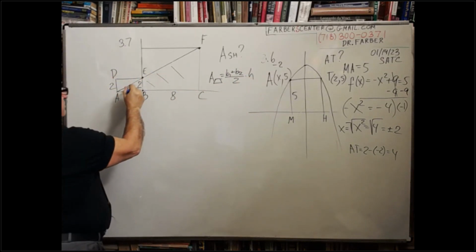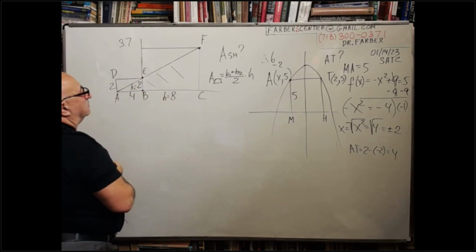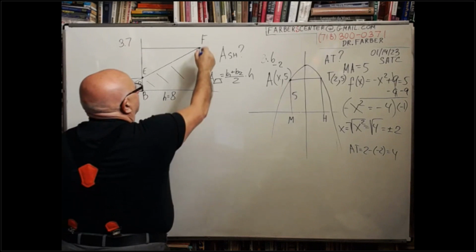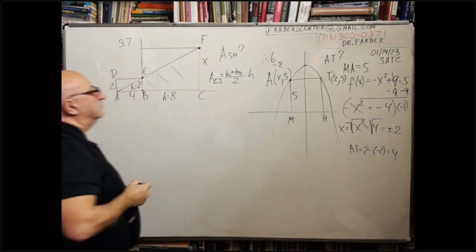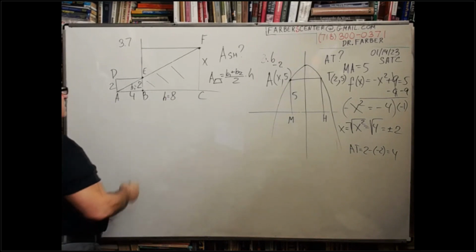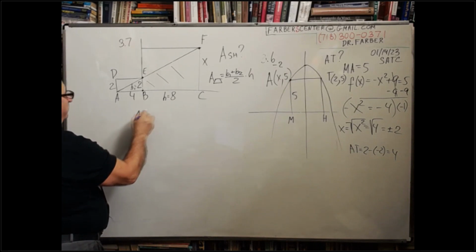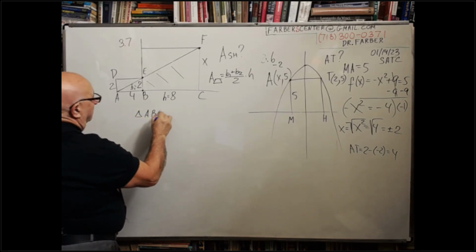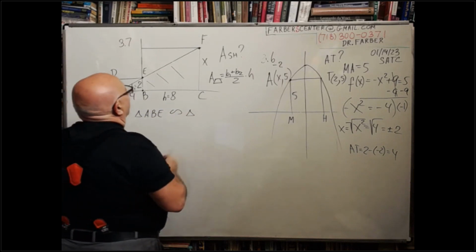B1 we have, height we have, we don't have B2. Let's say X. Simple logic: if I knew X, it would be the answer immediately. But I don't have X. From another side, we have two triangles, ABE, similar to triangle AFC.